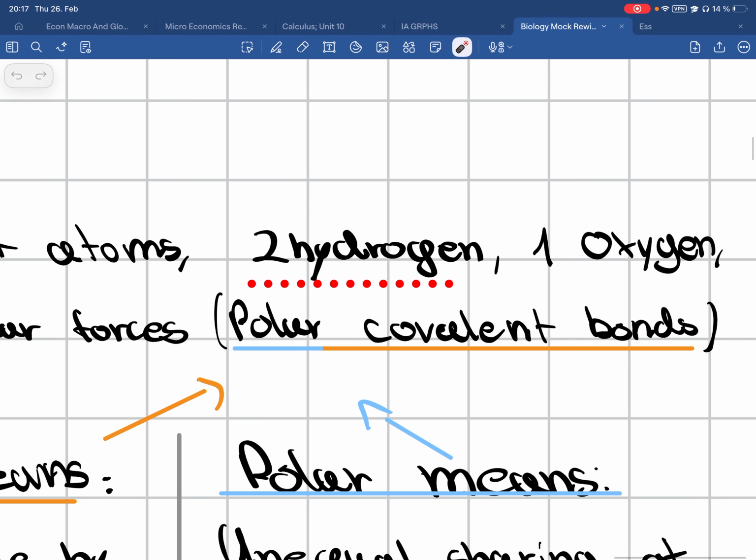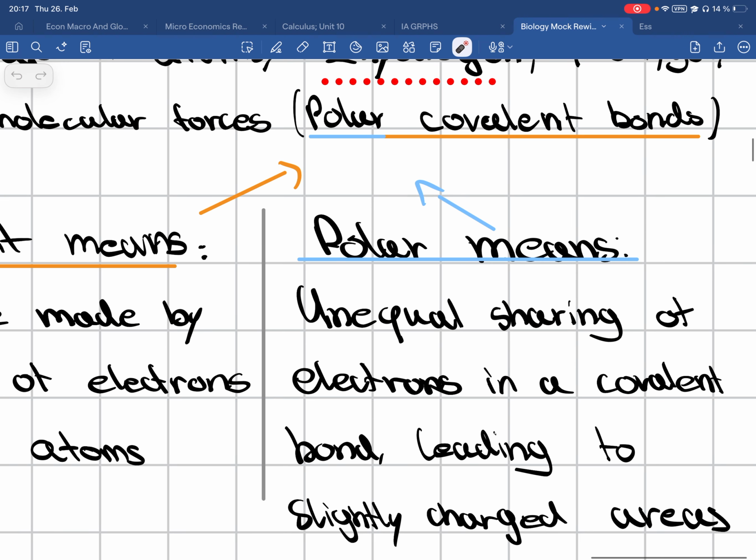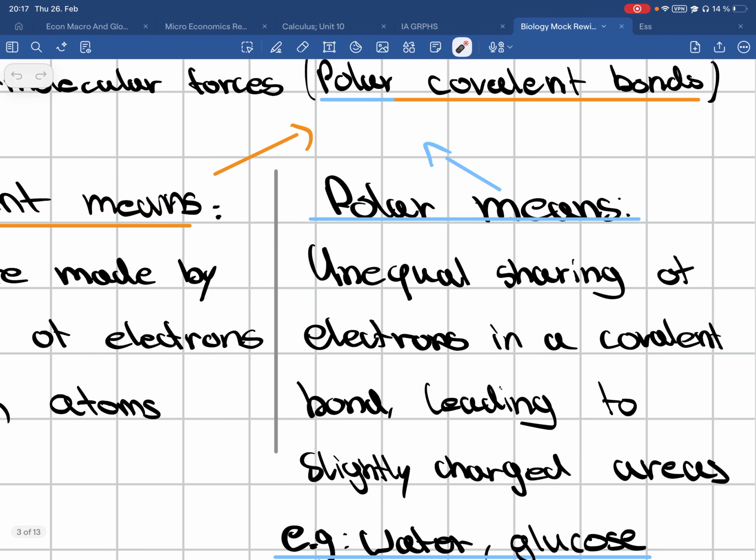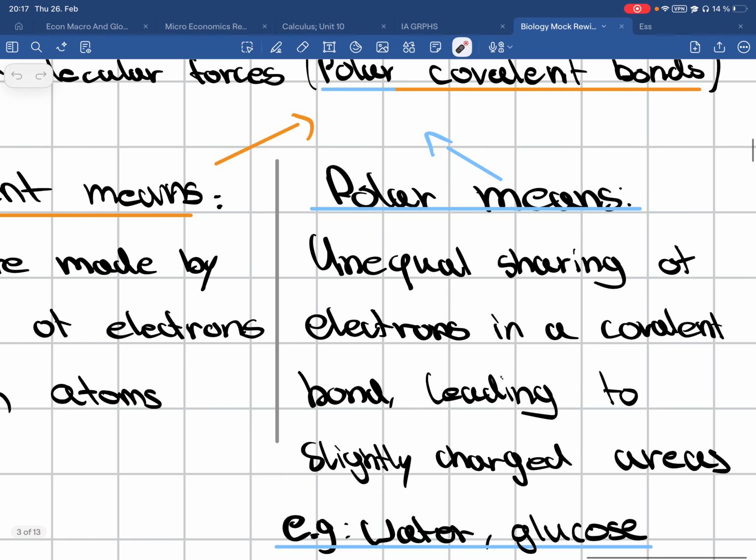Now, this is a very complicated word at first. That's what it seems like, at least. You don't really know any of these terms, but I'll teach you this. Polar. What does polar mean? It is important that you will remember what I'm about to say because polar or polarity occurs all throughout this IB biology course. So you really have to understand the concept of polarity right now. So polar means that there's an unequal sharing of electrons in a covalent bond leading to slightly charged areas.